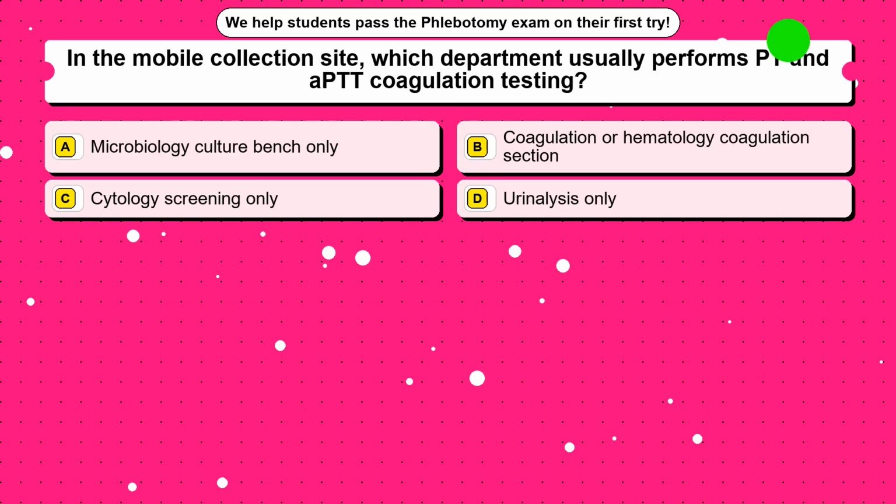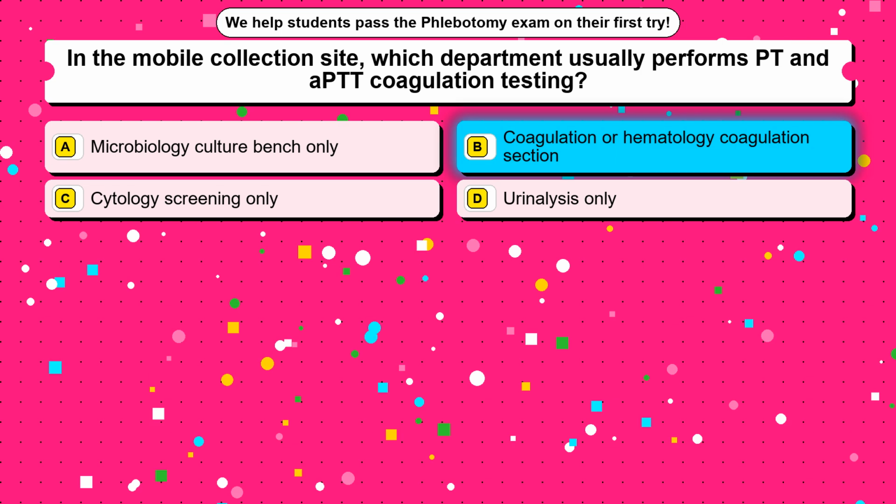Question 66. In the mobile collection site, which department usually performs PT and APTT coagulation testing? Option A, microbiology culture bench only. Option B, coagulation or hematology coagulation section. Option C, cytology screening only. Option D, urinalysis only. The correct answer is option B, coagulation or hematology coagulation section.